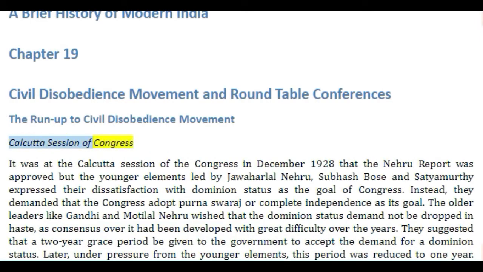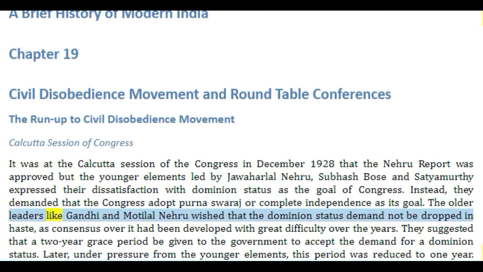Calcutta Session of Congress. It was at the Calcutta session of the Congress in December 1928 that the Nehru Report was approved, but the younger elements led by Jawaharlal Nehru, Subhash Bose and Satyamurthy expressed their dissatisfaction with dominion status as the goal of Congress. Instead, they demanded that the Congress adopt Purna Swaraj or complete independence as its goal.